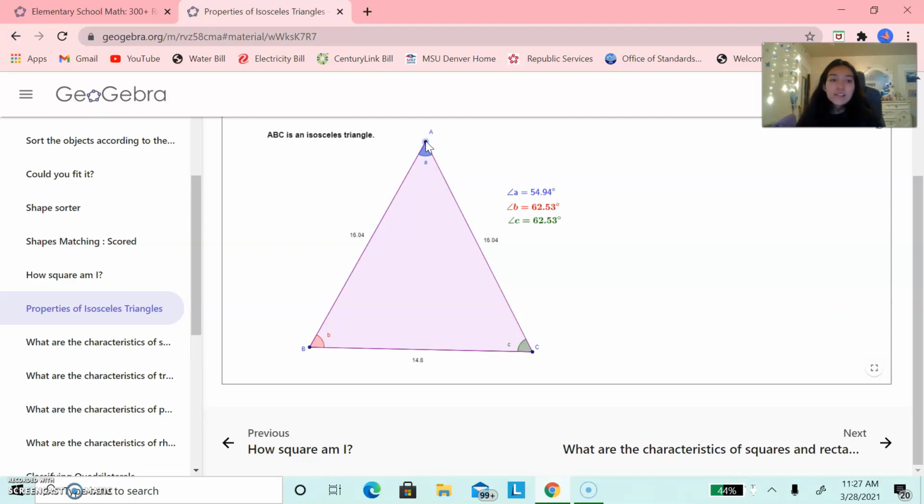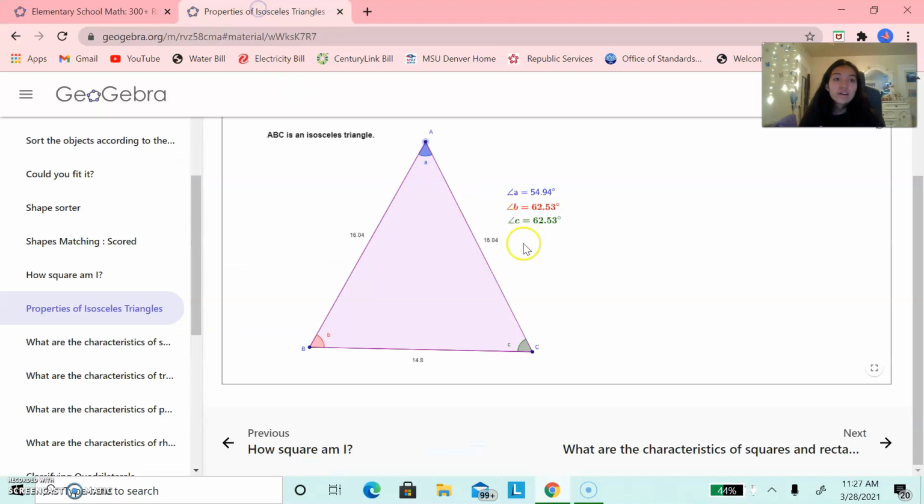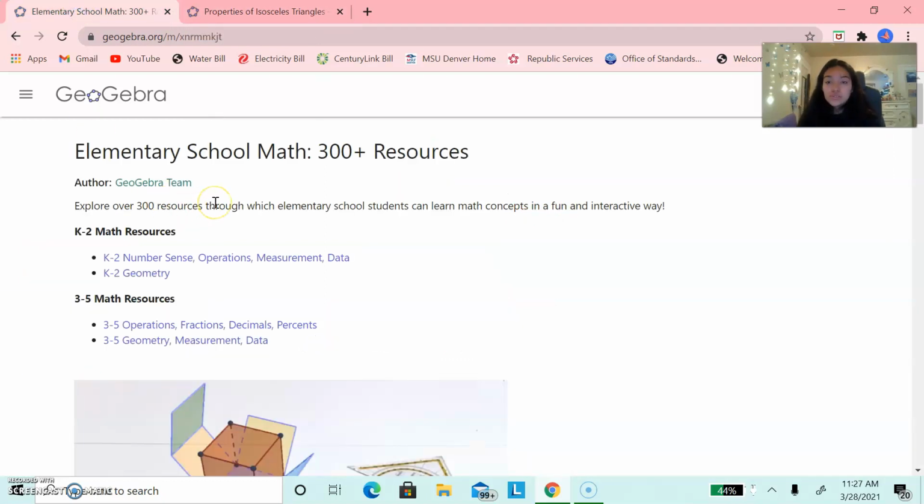There are, like I said, problems that do require students to type out the answers, but the teacher should be able to check it if they create a GeoGebra classroom where students can turn in their work. This is for all ages, like you saw before. You can go to the elementary school math, and here it obviously focuses on the math that kindergarten through 5th grade learn.